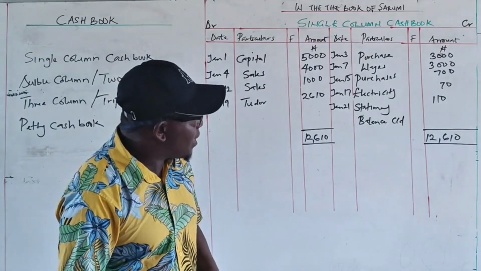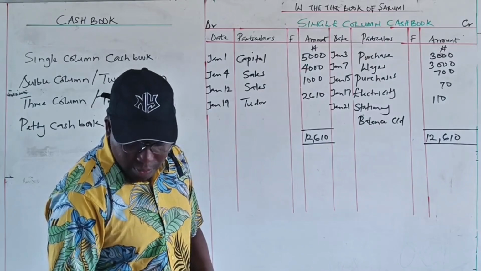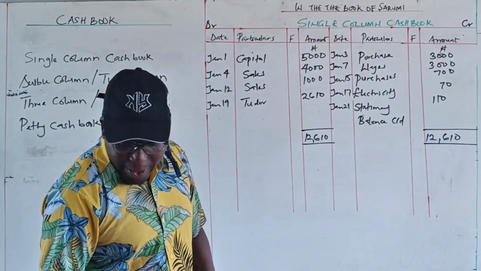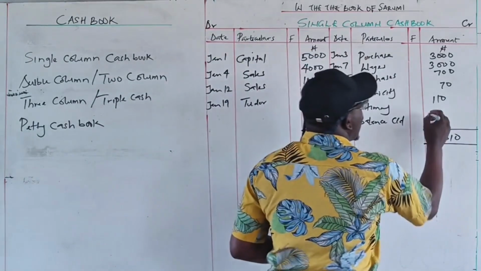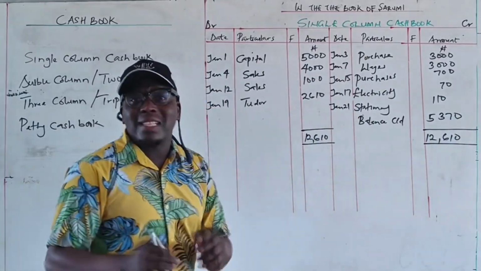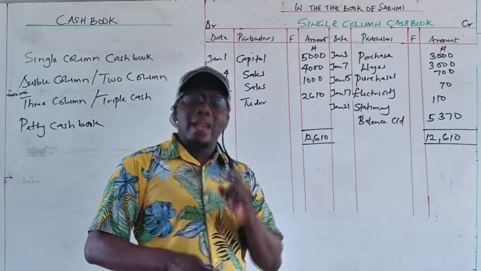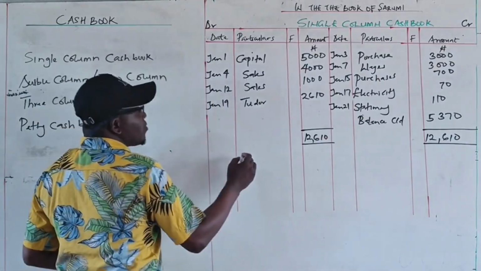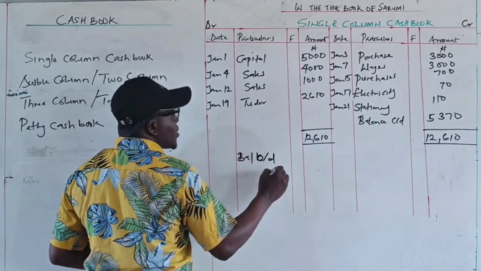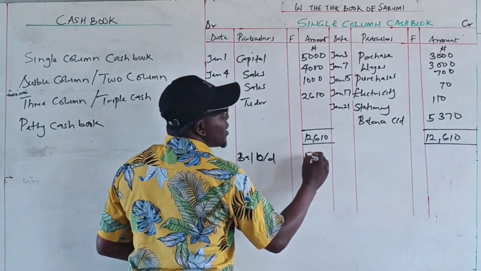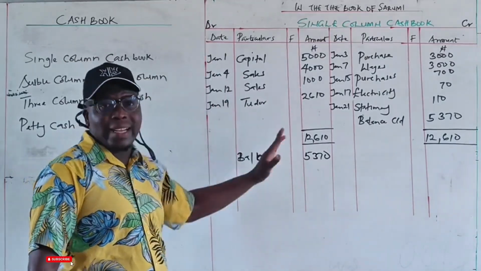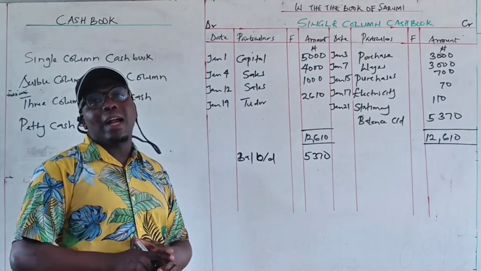12,610 minus x, 6,880. The difference is 5,730. So our balance carried down is 5,730. And for every balance carried down, there must also be a balance brought down. So we come to the debit side and put under our particulars balance brought down. And our balance brought down is 5,730. Including this, we have completed the preparation of our cash flow.